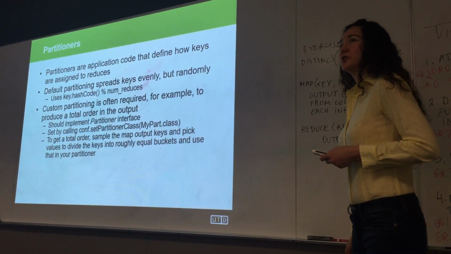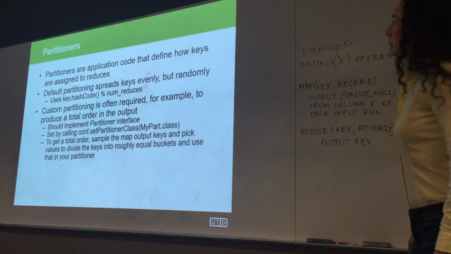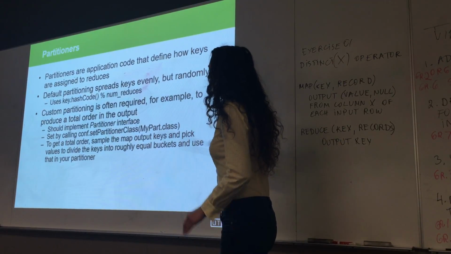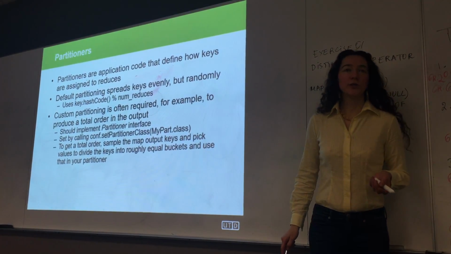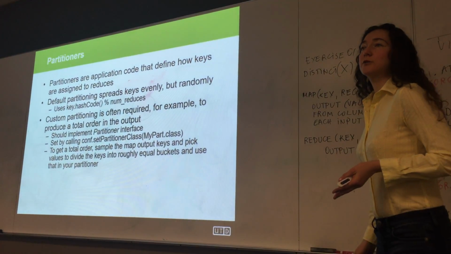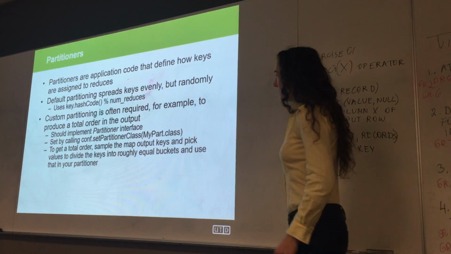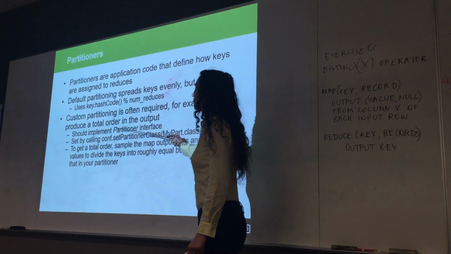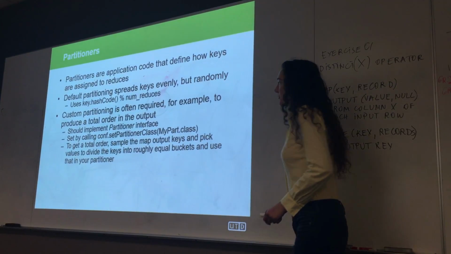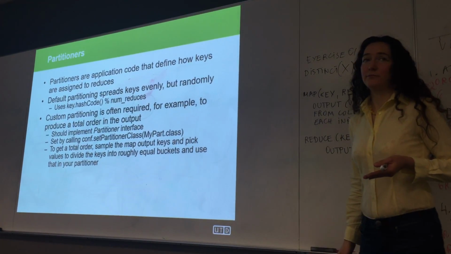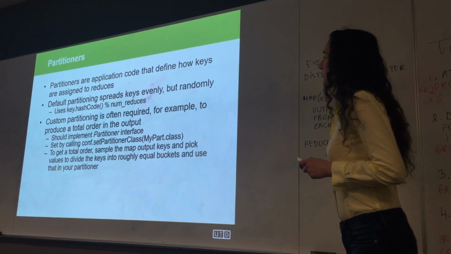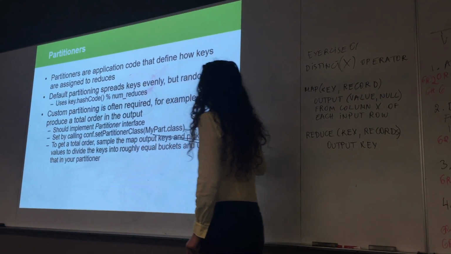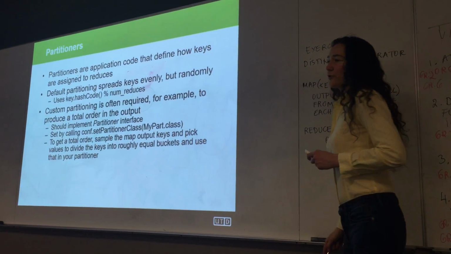So what are partitioners? Partitioners are applications that can define how the keys are assigned to the reducers. Usually the keys are spread out randomly to the reducers, but if we don't like that, we can use these partitioners to implement our own logic to say how the keys should be assigned. So we can have custom partitioning. For example, if we want to produce total order in the output. Otherwise, the order will be random. So this is what these are used for. Configuration set partitioner class, and then you can define in here what we want to do with the order of the reducers.